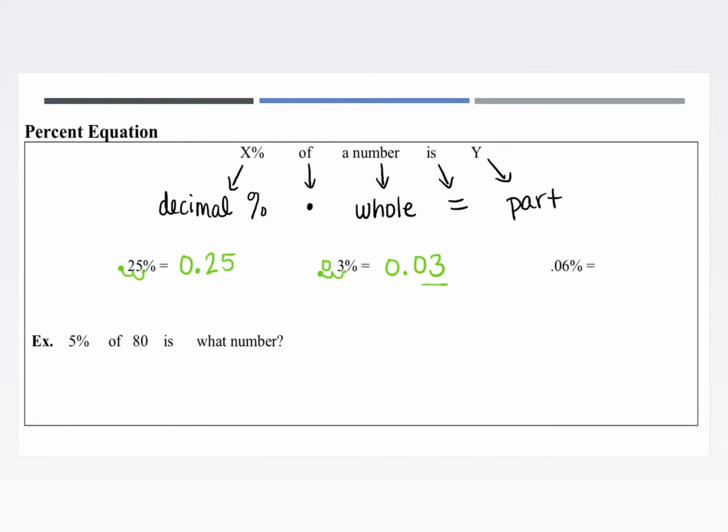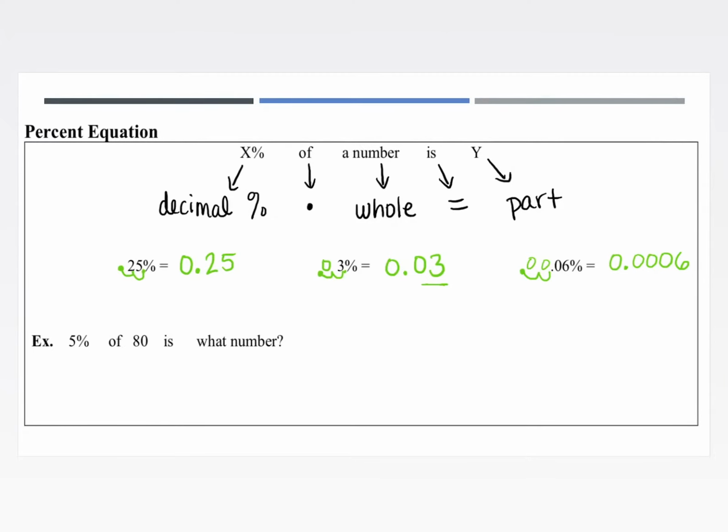Last but not least, we have 0.06%. Notice here we already have a decimal, so we don't need to draw one in, but we're still going to move that decimal to the left 2 spaces and fill in those empty spaces with zeros. So this is going to give us 0.0006, or this is really 6 ten-thousandths.